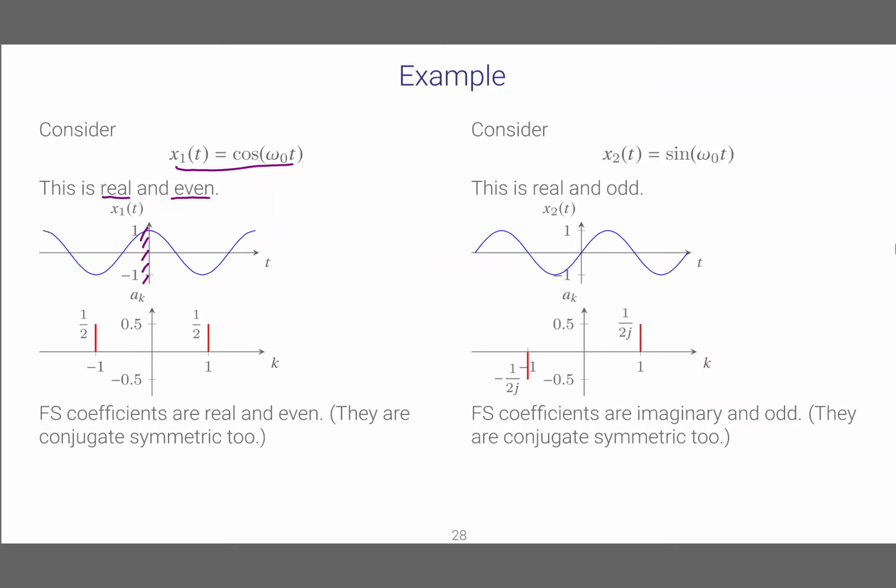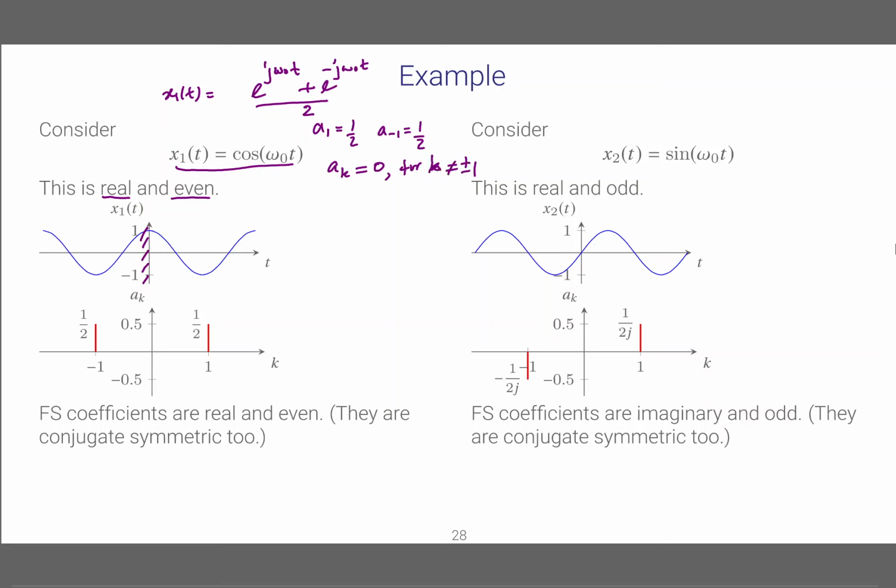So if we take the Fourier series coefficients of this signal, how do we do that? We write x1(t), using Euler's relationship, as e to the power of j omega naught t plus e to the power of minus j omega naught t, divided by 2. Therefore you know that a1 is equal to half, a minus 1 is equal to half, and all other a's are 0 for k not equal to plus or minus 1.